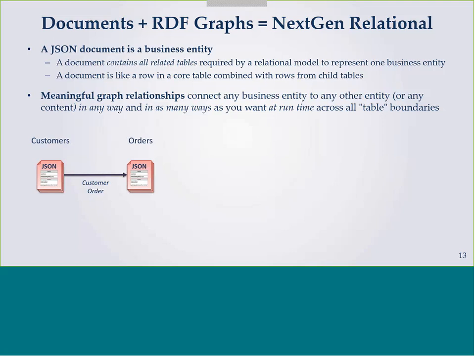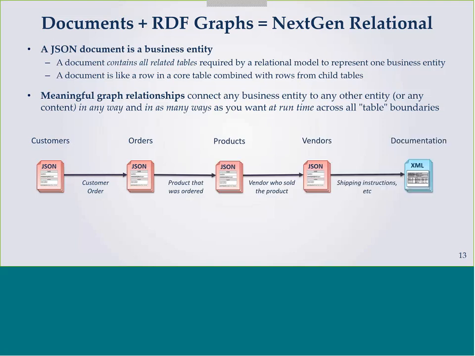So here is a customer document joined to an order document, or many customers making many orders. Notice that this is very much like a business level model. If you're doing business modeling, you're going to model customers and orders, and they have relationships between them. So in a document graph model, it's at the business level because we're dealing with business entities and business transactions. An order is a business transaction, a customer is a business entity, and customers make orders. And then orders have products in them, and products have vendors.